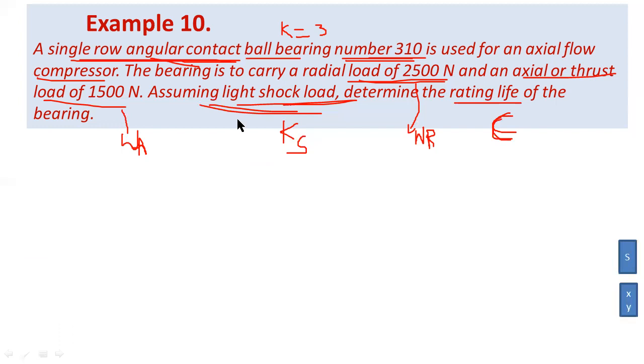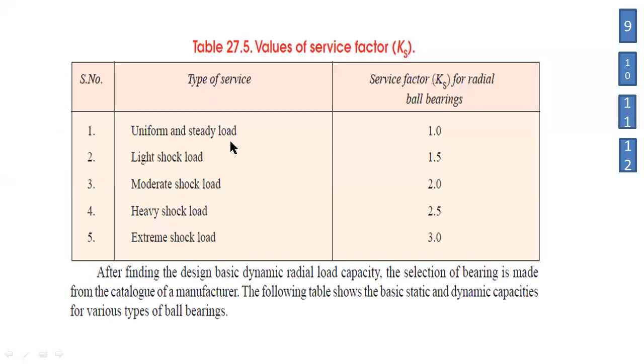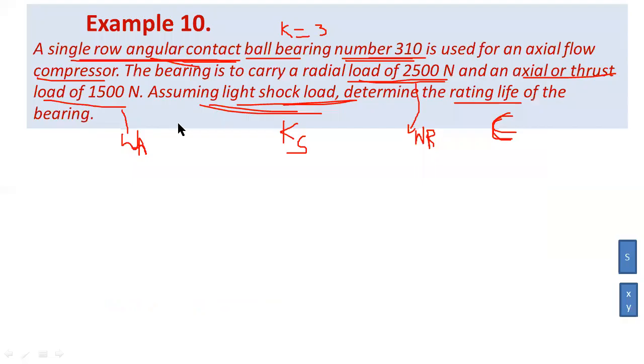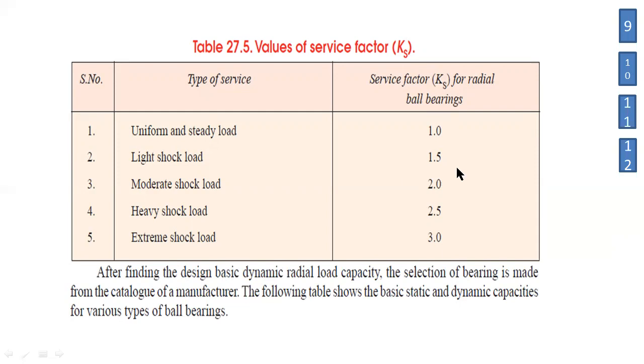Now from the data handbook, first I am selecting the service factor value, that is Ks. For uniform and steady loads, Ks equal 1. For light shock loads, Ks equal 1.5. Moderate shock loads equal 2, heavy shock loads 2.5, and extreme shock loads equal 3. In our question, you have to select for light shock loads, so Ks equal to 1.5.